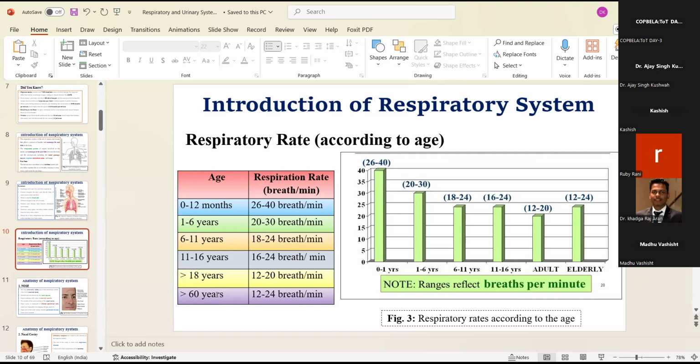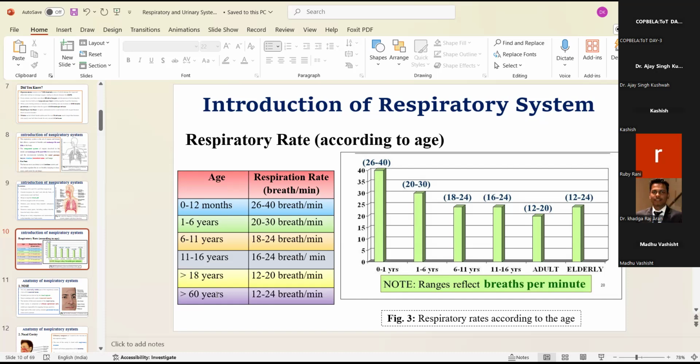If the age is 1 to 6 years, the respiratory rate is 20 to 30 breaths per minute. If the age of the child is 6 to 11 years, the respiratory rate is 18 to 24 breaths per minute. If the age of the child is around 11 to 16 years, the respiratory rate is 16 to 24 breaths per minute.